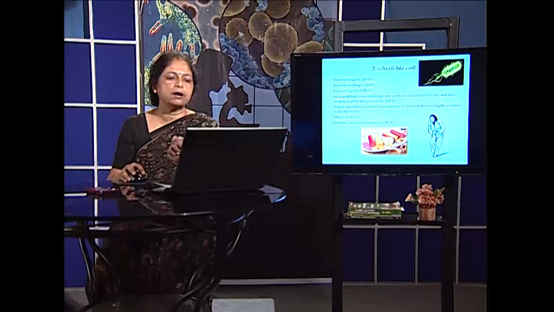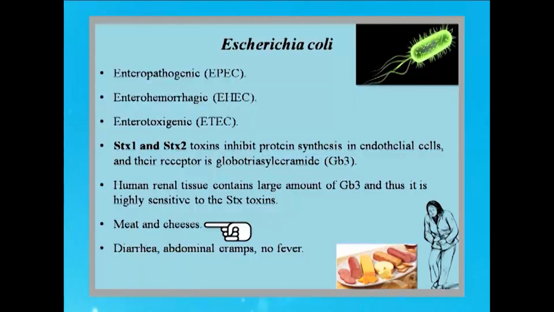This is mainly found in the food poisoning caused by meat and cheese. The symptoms of abdominal cramps and diarrhea appear. However, there is no symptom of fever. Shigella dysentery is another organism which leads to food poisoning.